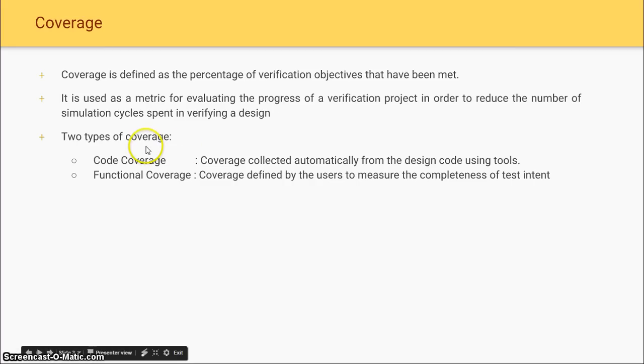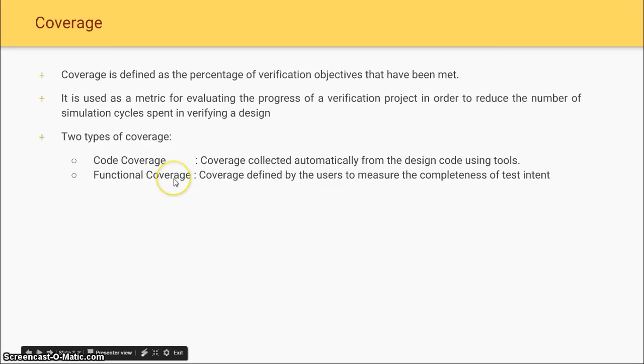There are two types of coverage in SystemVerilog, that is code coverage and functional coverage. Code coverage is the coverage that is collected automatically from the design using simulation tools, and functional coverage is the coverage defined by the users in order to measure the completeness of the test intent. Both code coverage and functional coverage are measured in terms of percentage. Ideally, when your verification is complete, both your code coverage and functional coverage should be 100%.